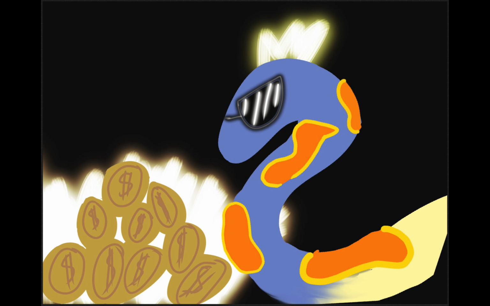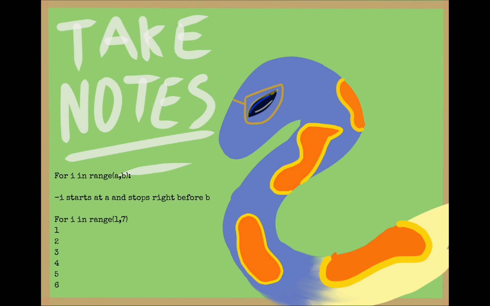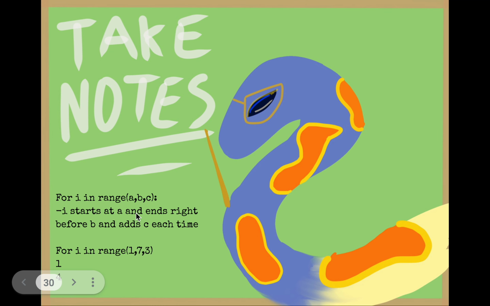So I used nested loops on some very difficult projects. It is useful in a lot of ways. These numbers can be controlled furthermore, where it's a, b and i starts at a and stops right before b. Next, it's a, b, c, which starts at a and stops before b and adds c each time, as you can see here.